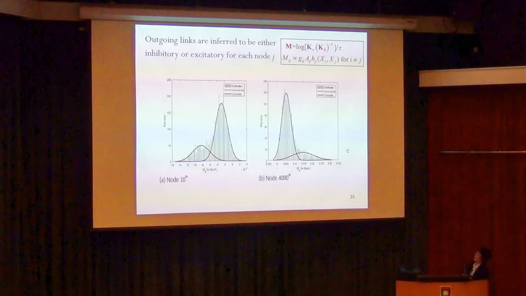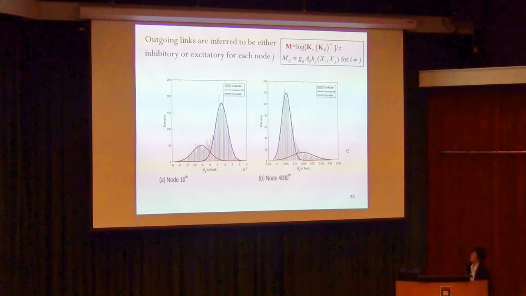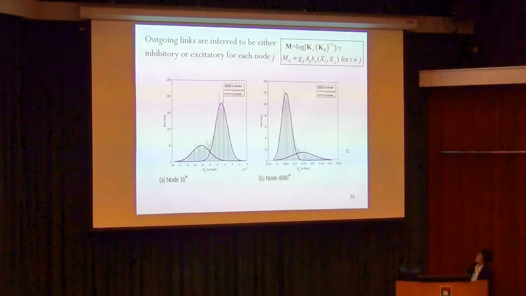So this is the M_ij we construct using the method I described earlier. And I look at the distribution. The grayish line is the distribution. And you can see from here that they indeed form two groups. The red and the blue lines are the fit from the Gaussian mixture. We fit the distribution by two Gaussians. And you can see they fit pretty well. And here, I have these two groups.